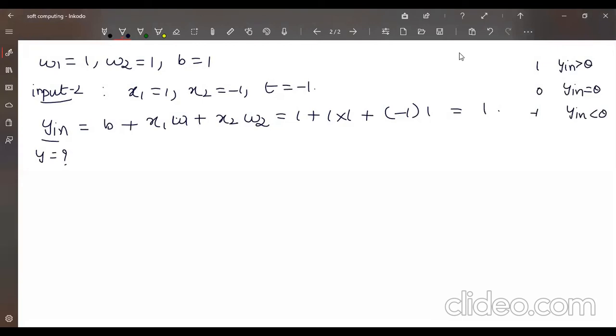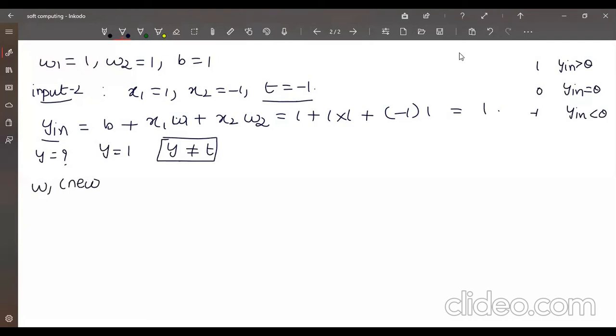So we achieved 1, which is greater than 0, the threshold value. So our y value will be 1, but our target value is minus 1. Here we did not achieve the condition y is equal to t; we got y not equal to t. Since y is not equal to t, this is the condition where we need to update our weight. So again we have to find the new weight for W1.